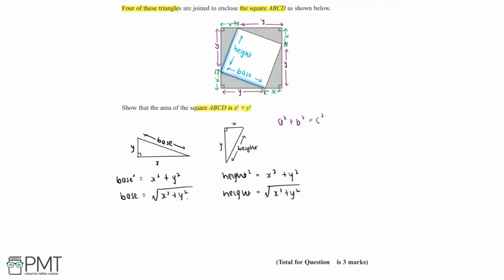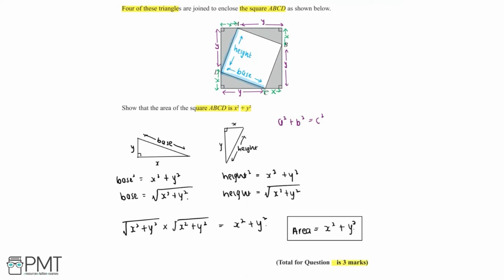Now to find the area of square ABCD, we do the base multiplied by the height. And so we have the square root of x squared plus y squared multiplied by the square root of x squared plus y squared. And so this will leave us with an answer of x squared plus y squared. And so we can say that area is equal to x squared plus y squared.